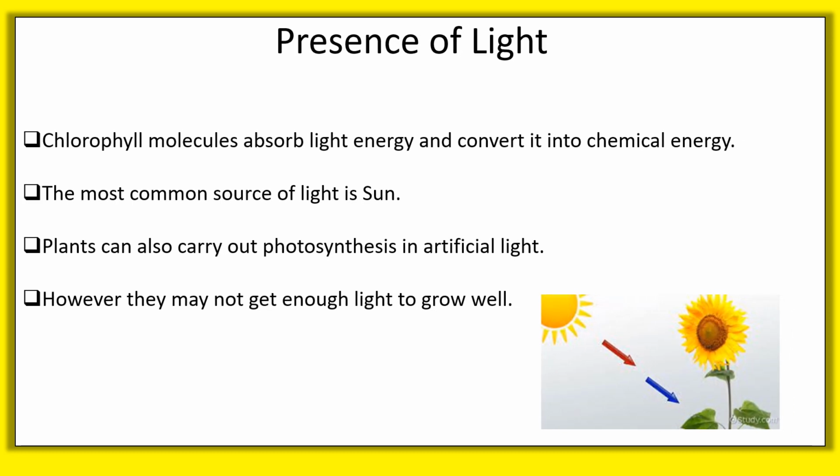Now, let's see the presence of light. Chlorophyll molecules absorb light energy and convert it into chemical energy. The most common source of light is the sun. Plants can also carry out photosynthesis in artificial light. However, they may not get enough light to grow well. So we need mainly sunlight to make the plant carry out photosynthesis. Even though it can carry out photosynthesis in artificial light, it may not be enough, so mainly we need sunlight for it. Let's move on to the next slide.